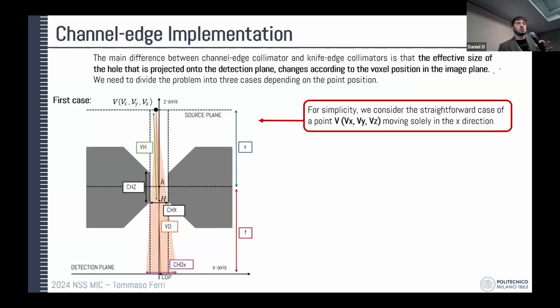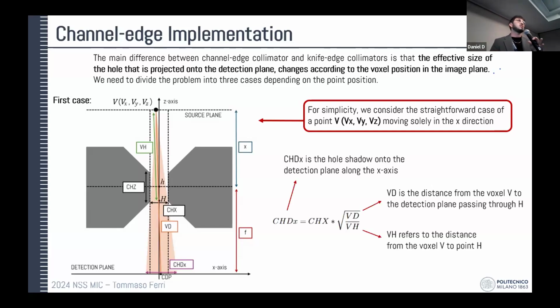And also in this case, for simplicity, we consider a straightforward case when a point is moving slowly in the x direction, so the y direction is set to 0. And we can see here that the main difference is given by the fact that the area which is projected is the one at the bottom of the channel, so the side towards the detection plane. And so the line of response is not now passing through that point H in the middle, but on the point capital H. So even though the formula for the quantity GHDX is the same, the actual distances VD and VH are different.